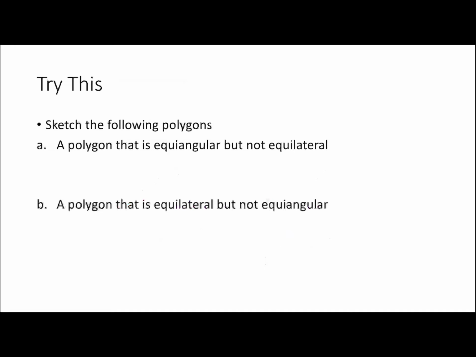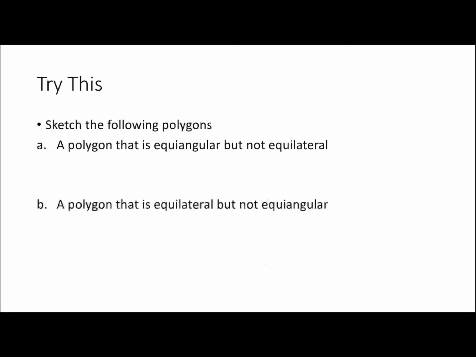I want us to try to come up with an example of a polygon that is equiangular but not equilateral, and draw a sketch. And then also I want us to try to sketch a polygon that is equilateral but not equiangular. So what I encourage you to do is pause the video for just a second, think about this, try to come up with an example, and then I'm going to give you one here in just a second. So if you need to pause the video, do that. 3, 2, 1. All right, so let me give you an example.